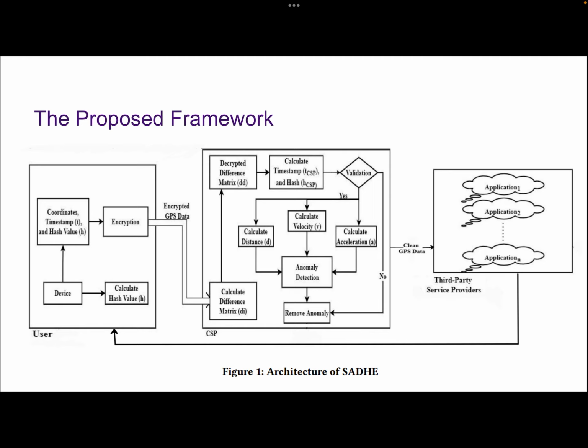After computing these three parameters, the anomaly points are detected and removed. Further, the cleaned GPS data is sent to the third-party service providers that can use this data for various applications.